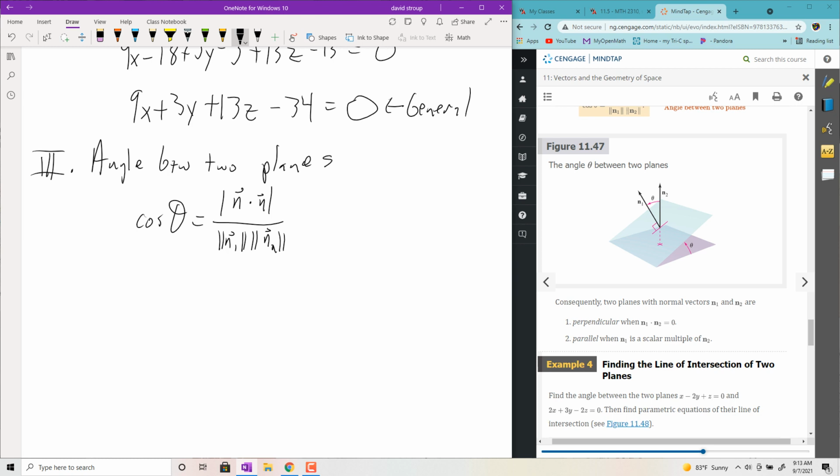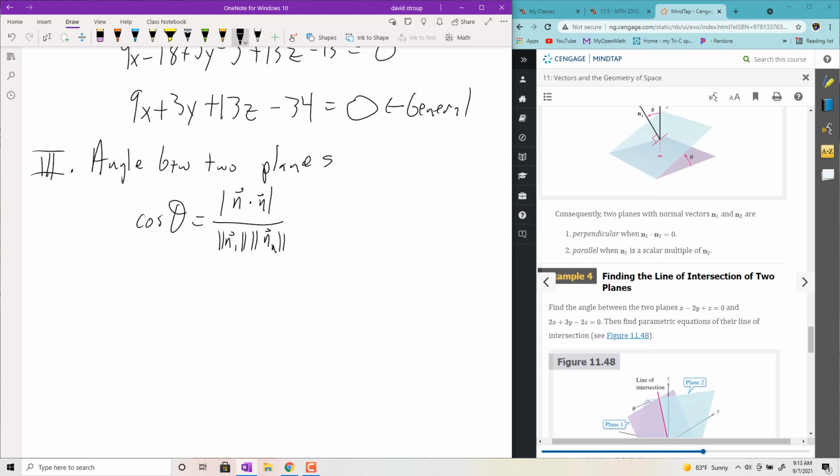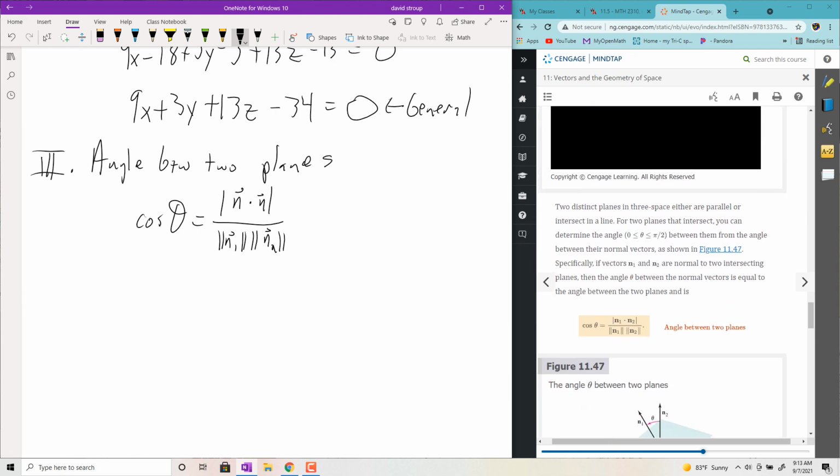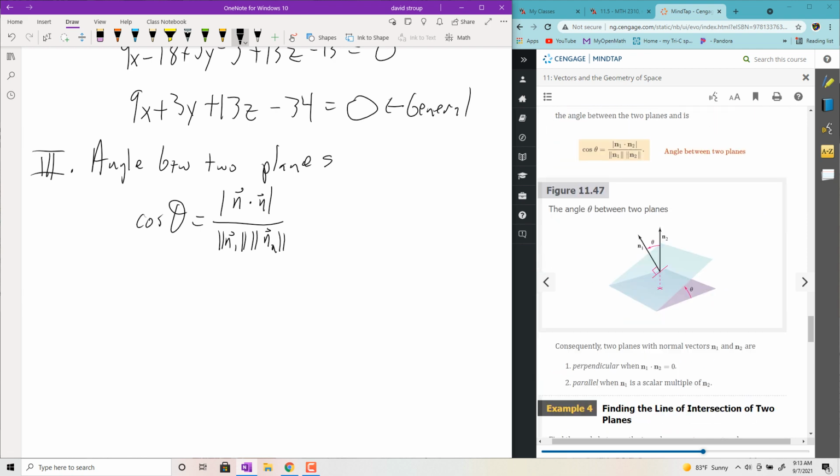Note the planes are, of course, perpendicular if the dot product is 0, and parallel if the normal vectors are multiples of each other. Anyways, let's take a look at finding the angle. I guess they don't give you one of those problems, but I stole one from the book. So determine if the planes are parallel, perpendicular, or neither.